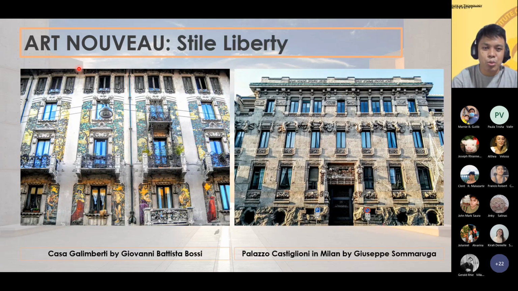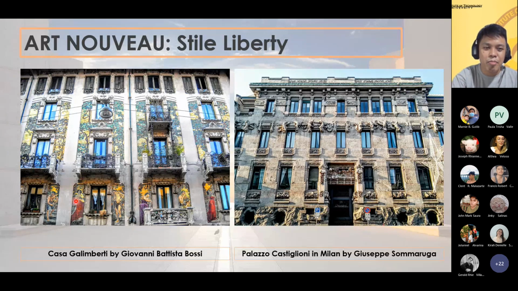So in Style Liberty, we have these two examples, the Casa Galimberti by Giovanni Battista Bossi. If you notice, it's not graffiti, it's not like someone vandalizing their building. It's part of their art. So again, Art Nouveau is a newly arrived, newly developed art. So this time around, I think they adjusted more to modernism, with a very simple design.